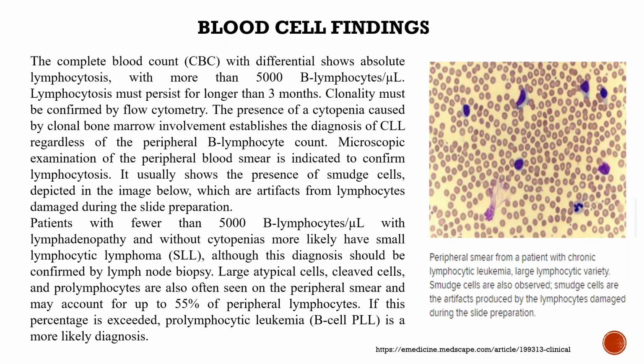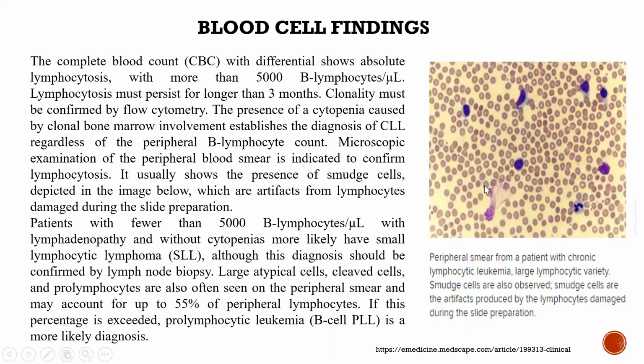The presence of cytopenia caused by clonal bone marrow involvement establishes the diagnosis of chronic lymphoblastic leukemia regardless of the peripheral B lymphocyte count. Microscopic examination of the peripheral blood smear is indicated to confirm lymphocytosis. It usually shows the presence of smudge cells, depicted in the image on the right side, which are artifacts from lymphocyte damage during the slide preparation. Here they are.